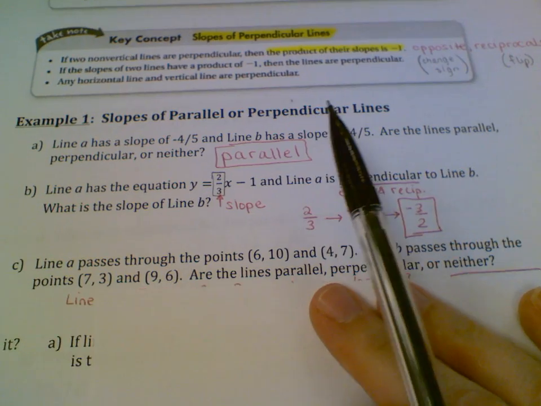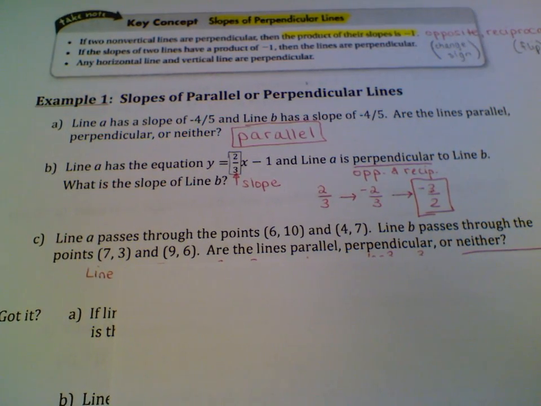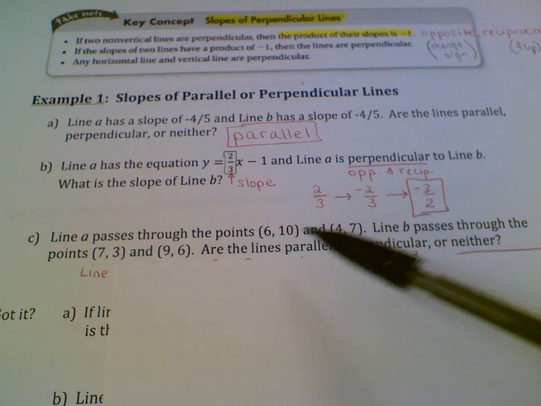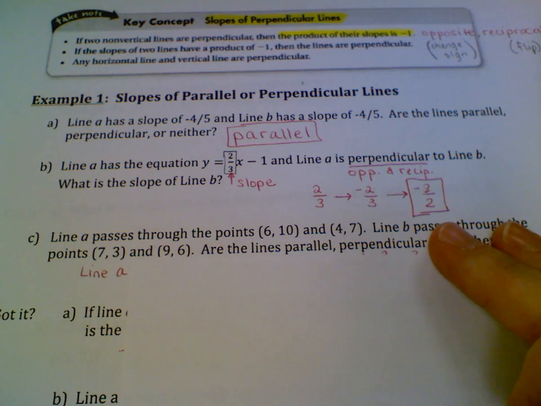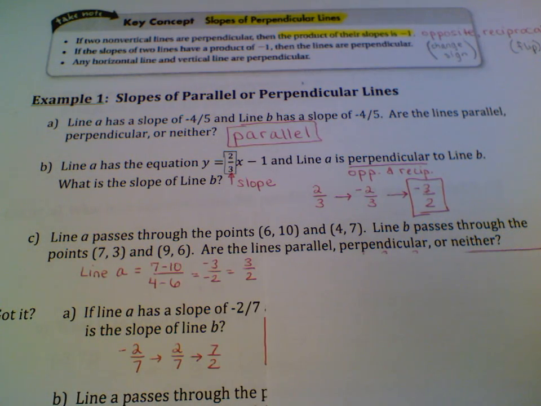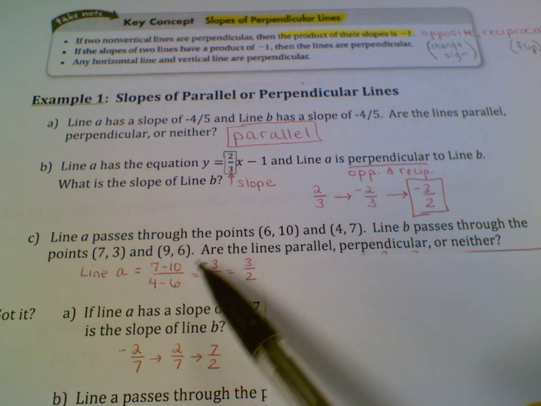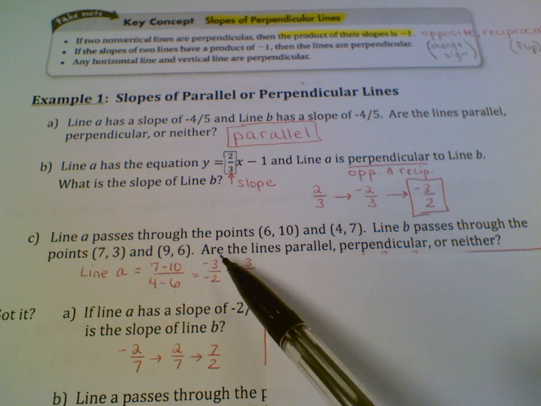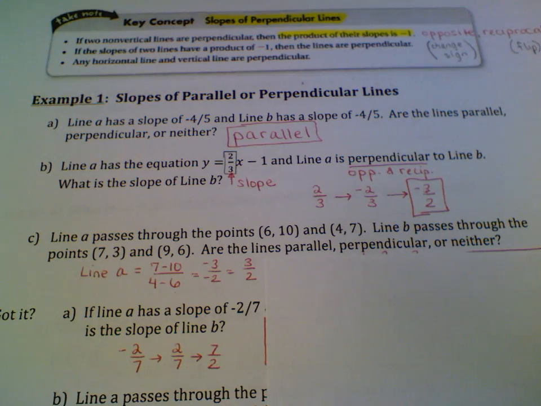Let's take a look at one more. Line A passes through the points (6, 10) and (4, 7). Line B passes through the points (7, 3) and (9, 6). Are those lines parallel, perpendicular, or neither? In order to find what kind of lines those are, you would need to find those slopes. So here comes that slope formula that we used. I went ahead and did the first one. I did 7 minus 10 and 4 minus 6 and got -3/-2, which will simplify to a positive 3/2.